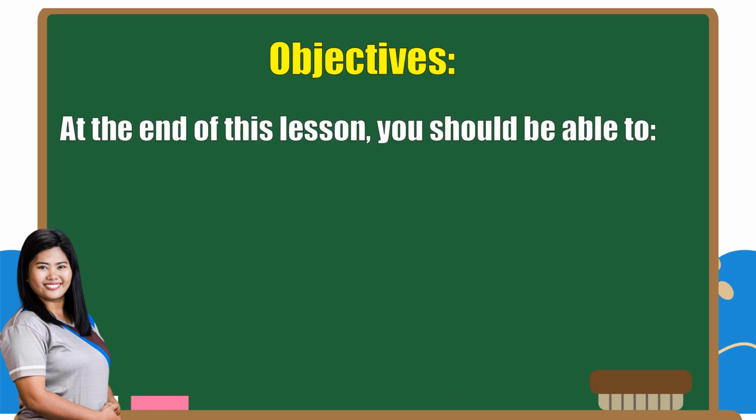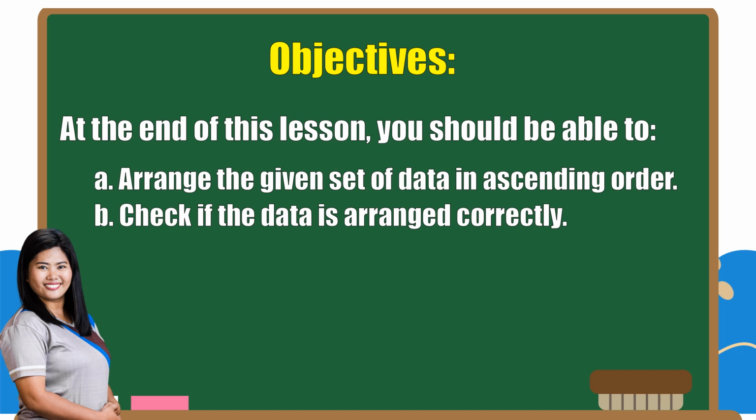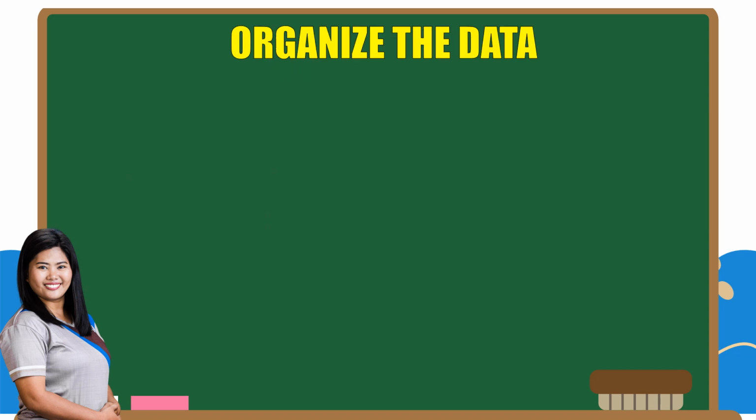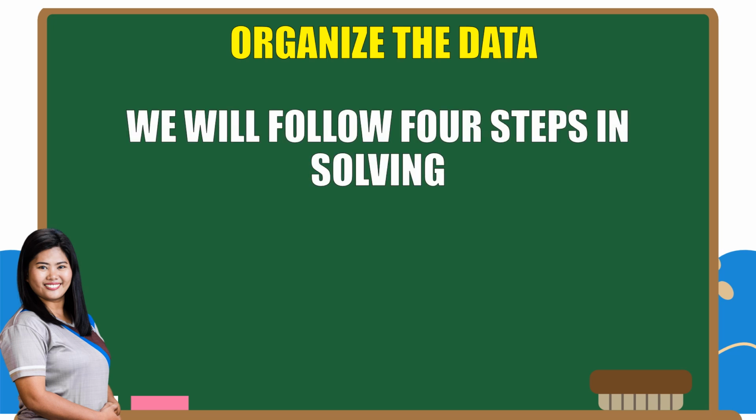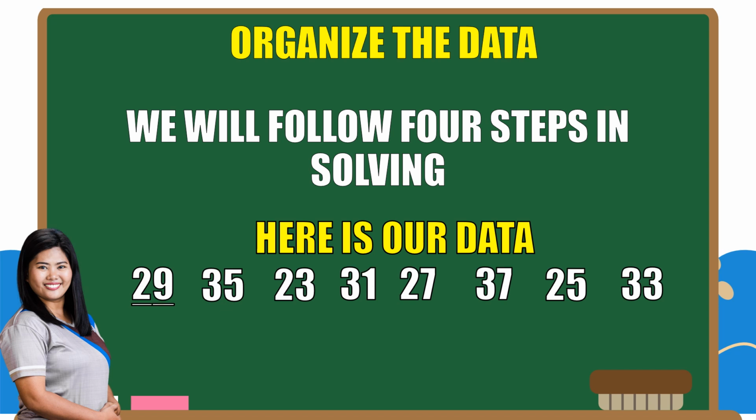At the end of this lesson, you should be able to arrange the given set of data in ascending order. Check if the data is arranged correctly. Now let us begin. We will follow four steps in solving. Here is our data. We have 29, 35, 23, 31, 27, 37, 25, and 33.